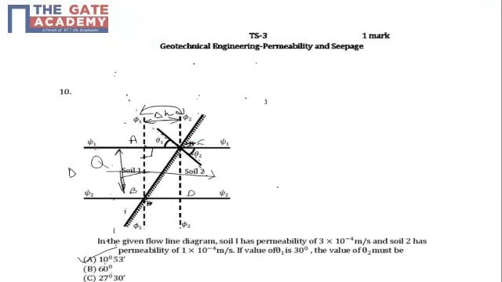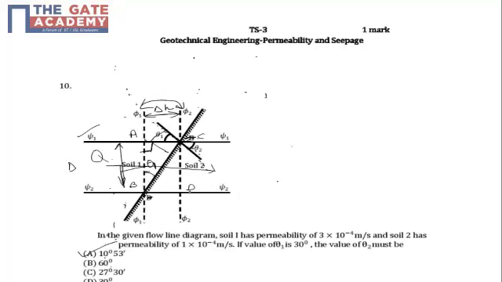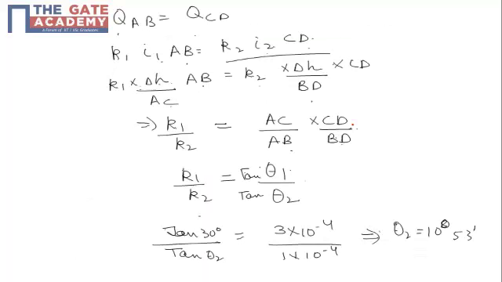Now we know that the equipotential lines and the streamlines are perpendicular to each other. So if this angle is 90 degrees, this complete angle is 90 degrees, and this angle automatically comes out as theta 1. So if this is 90, this is theta 1. AC upon AB can be written as tan theta 1, and I'm writing it as tan theta 1 upon tan theta 2, and CD upon BD can also be written as 1 upon tan theta 2.